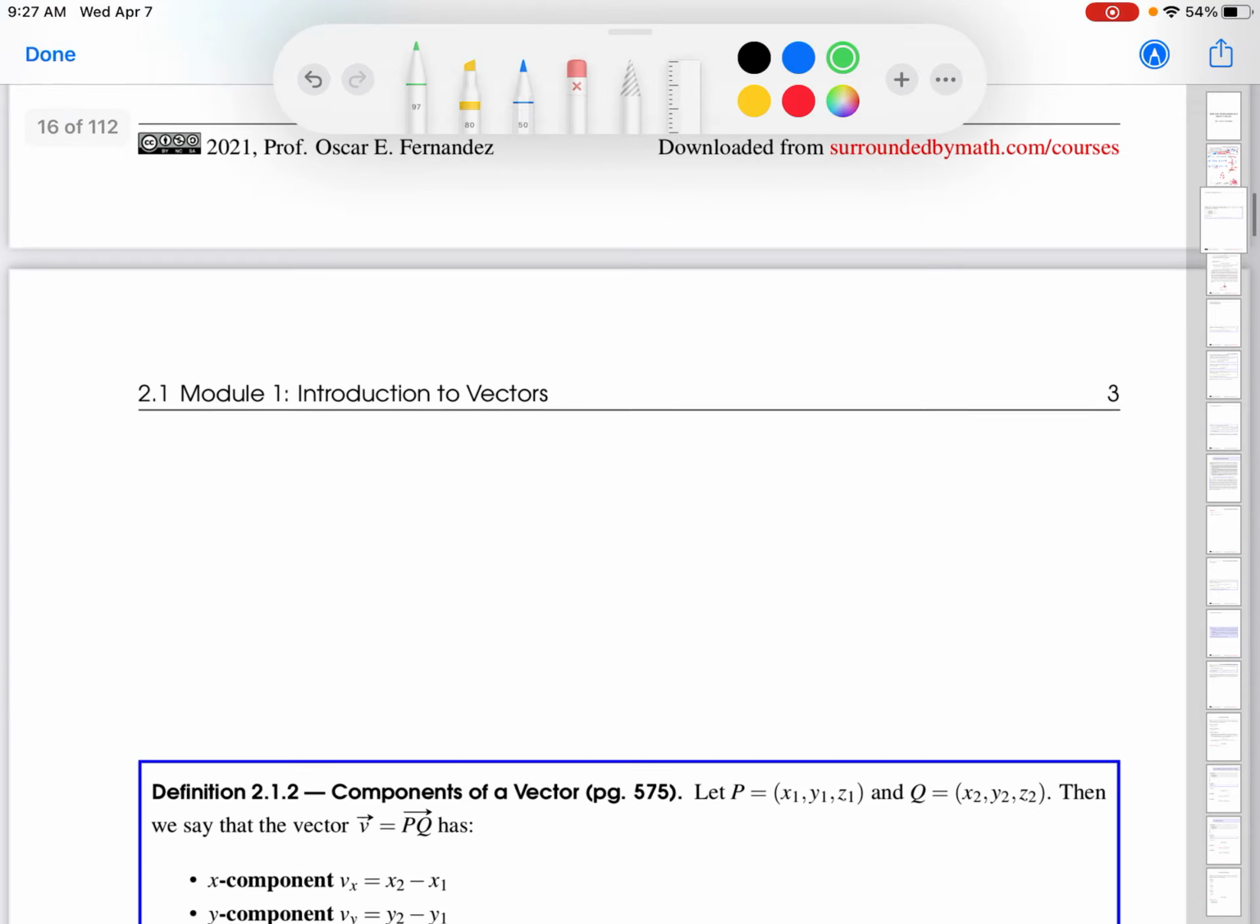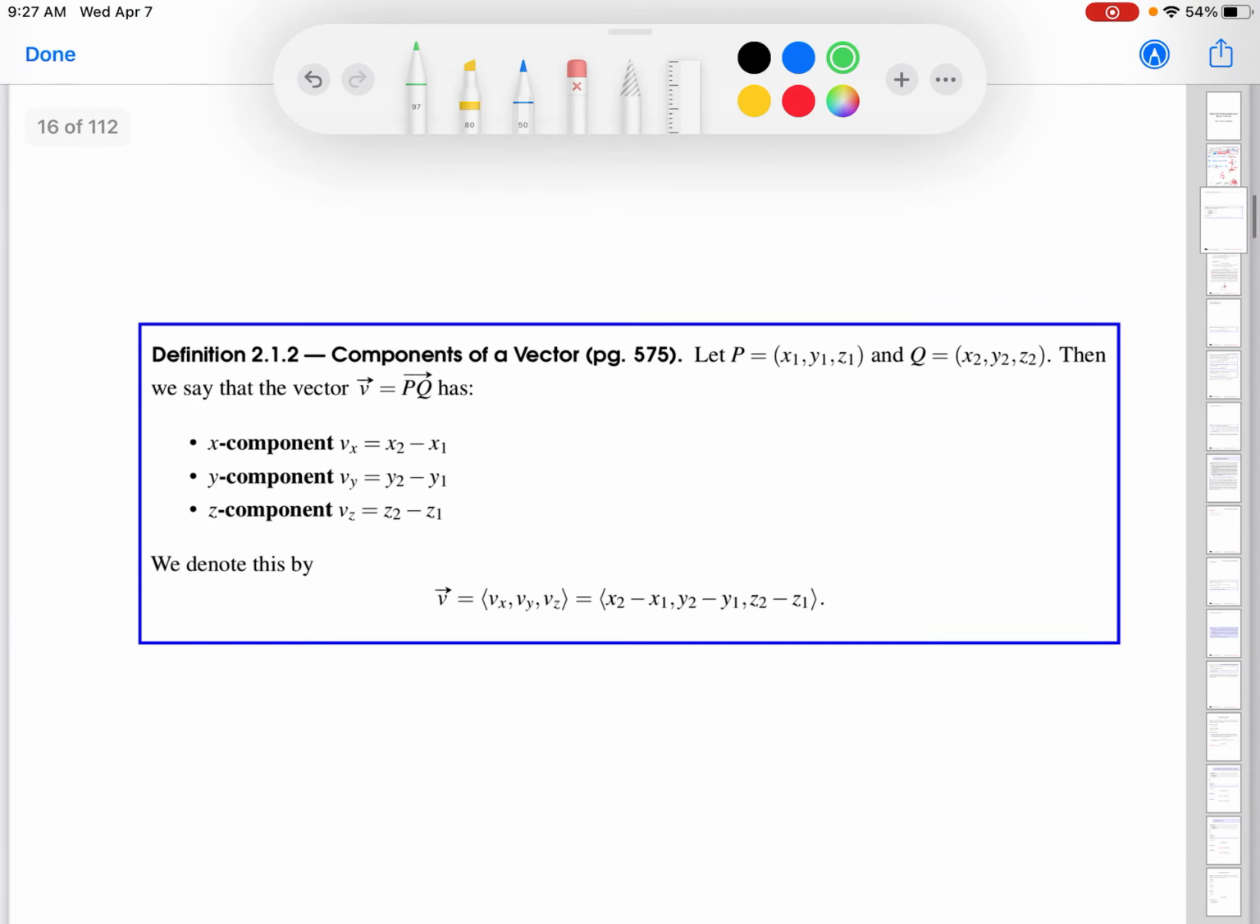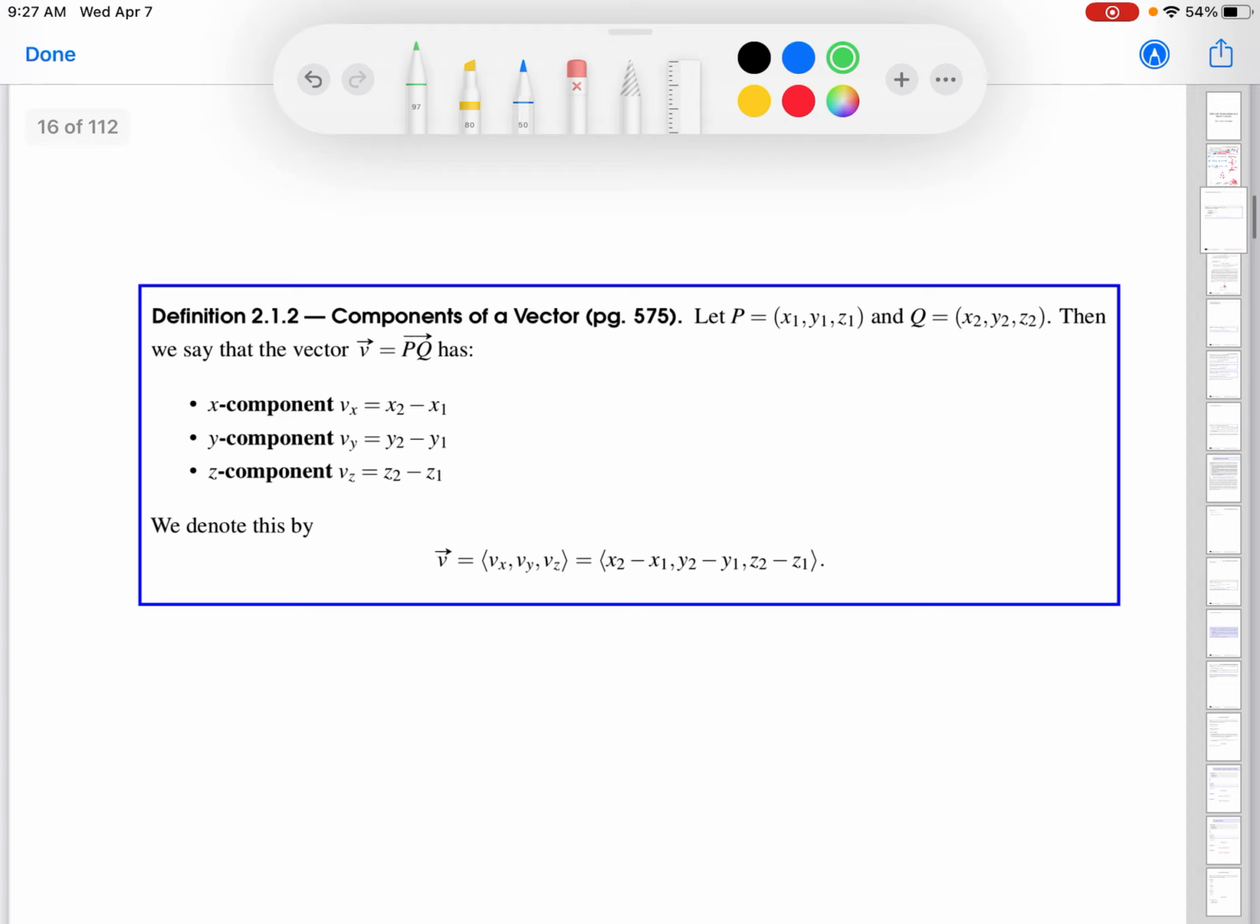So that's the next definition down here. So let's take a look at this definition. This is about the components of a vector. So suppose we're going to do things in R3 now. It's analogous in R2 or higher dimensions. Suppose I have a point P, which is x1, y1, z1, and a point Q, x2, y2, z2. Then we say that the vector v, which we're defining as the directed line segment from P to Q, has these properties. It has an x component, it has a y component, and it has a z component.